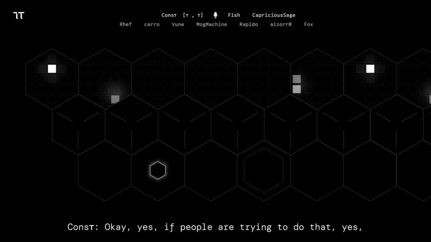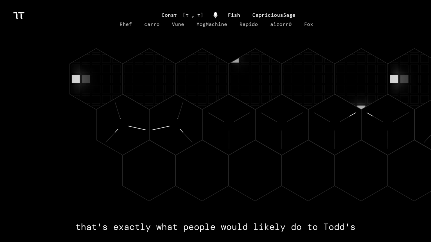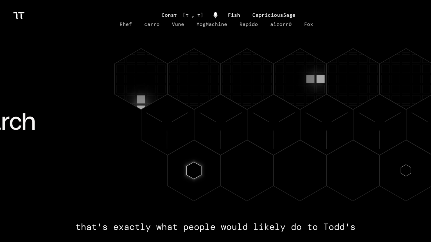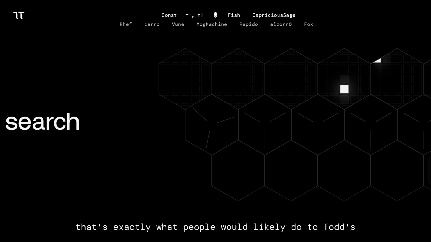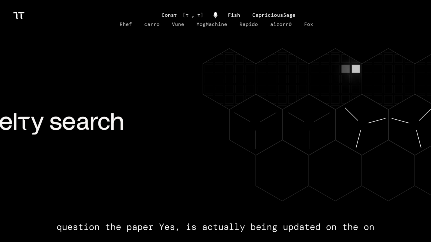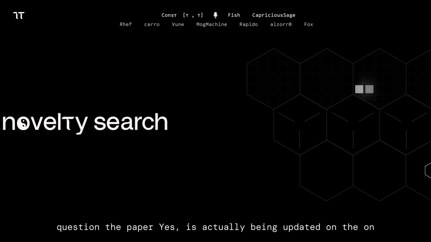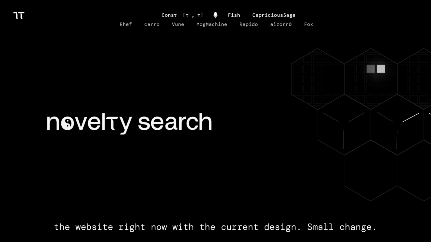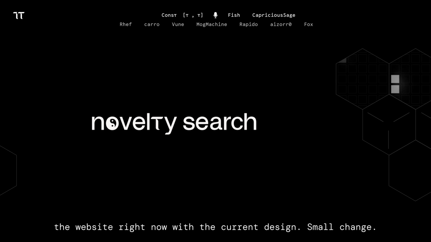Okay. Yes, if people are trying to do that, that's exactly what people would likely do. To Todd's question, the paper is actually being updated on the website right now with the current design. Small change.